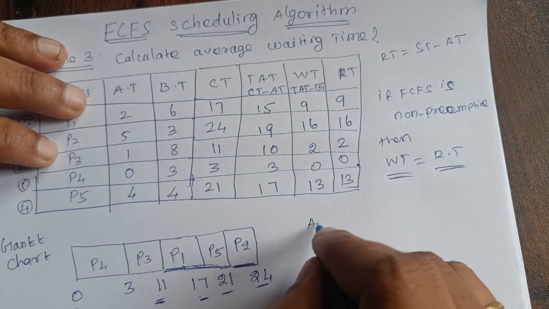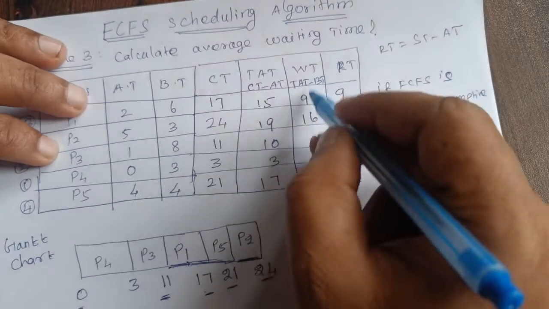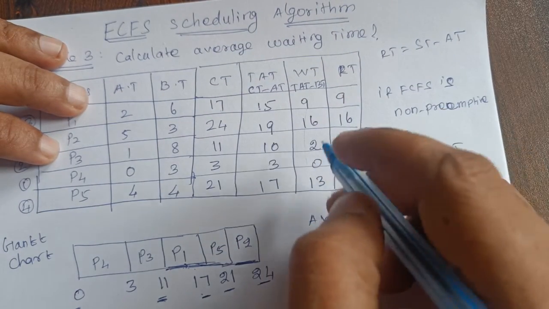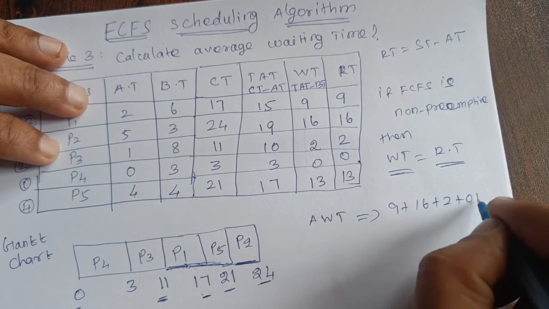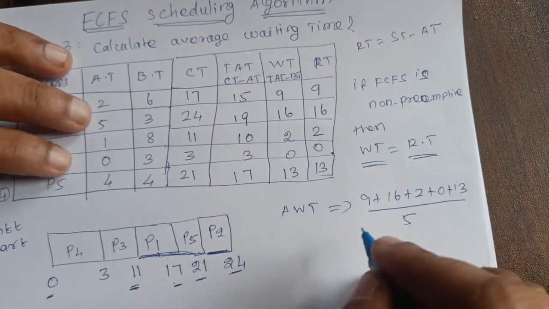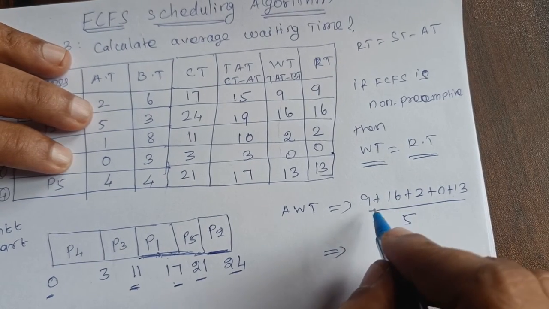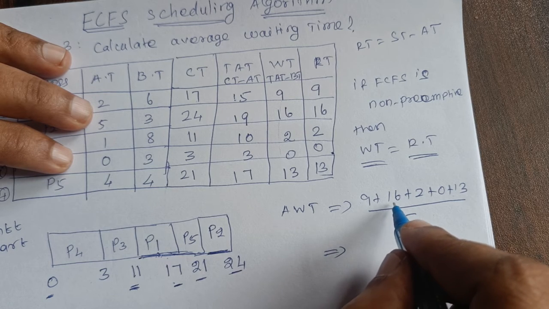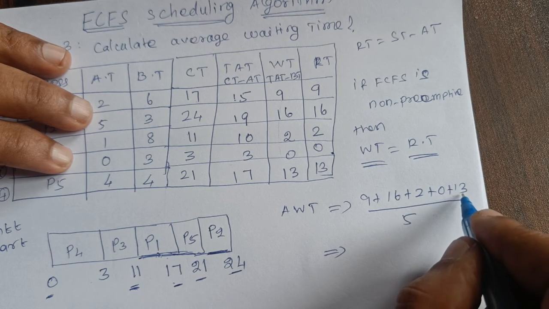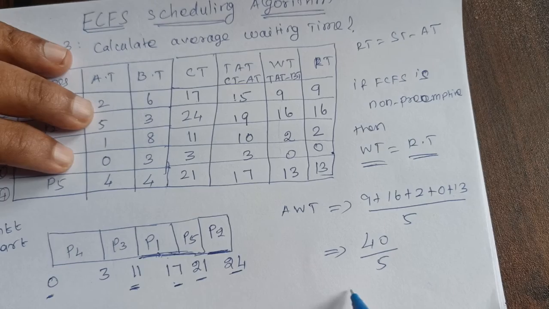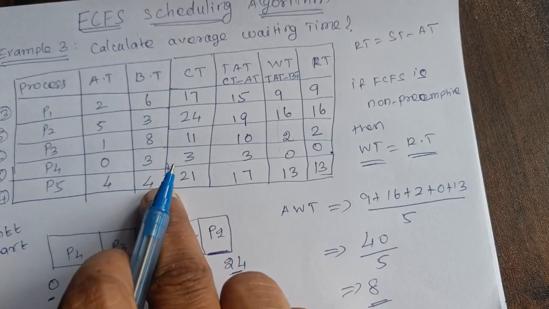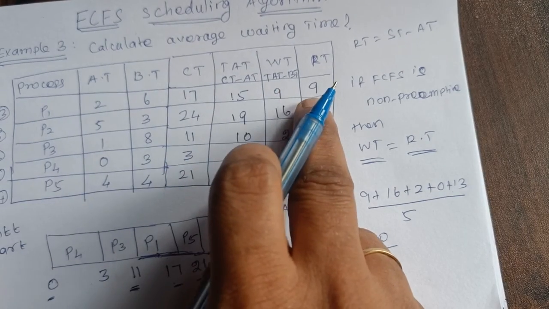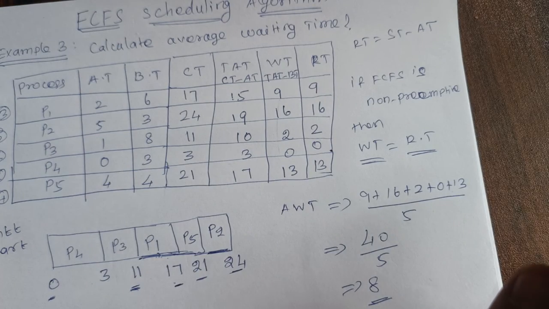Now we'll calculate the average waiting time. We add these times and calculate the average: 9 plus 16 plus 2 plus 0 plus 13, divided by 5, the number of processes. 9 plus 16 is 25, then 27, 40. 40 divided by 5 is 8. So the average waiting time is 8. It follows a non-preemptive algorithm, so the waiting time and the response time are always the same. Thanks for watching this video.